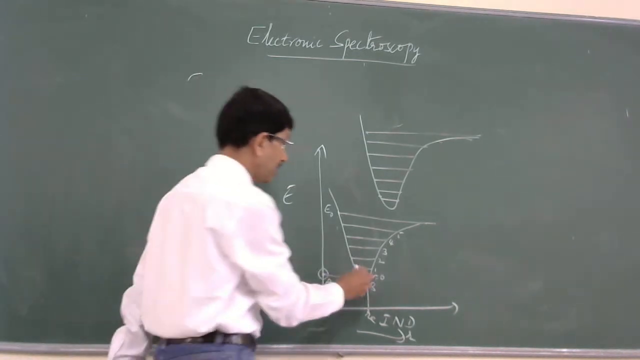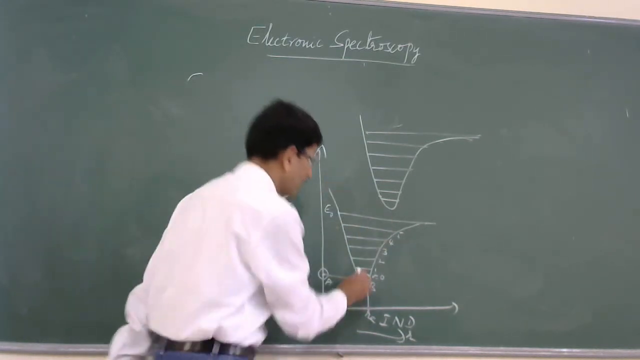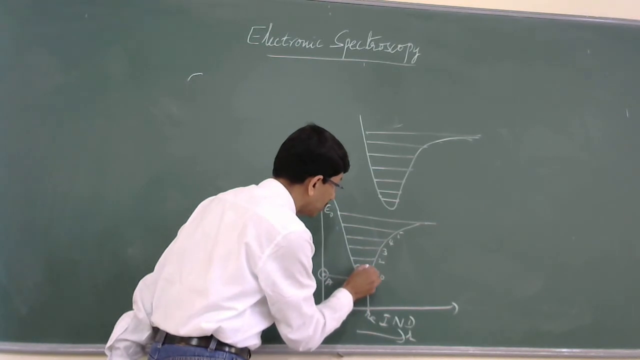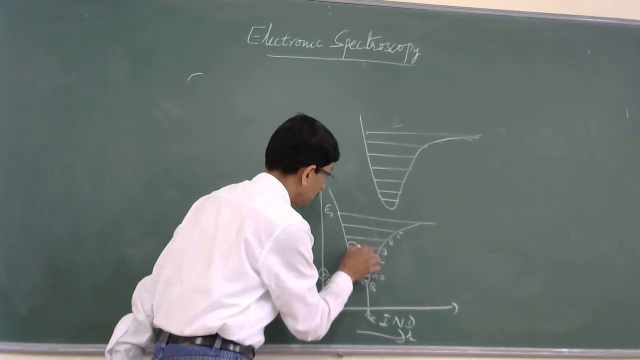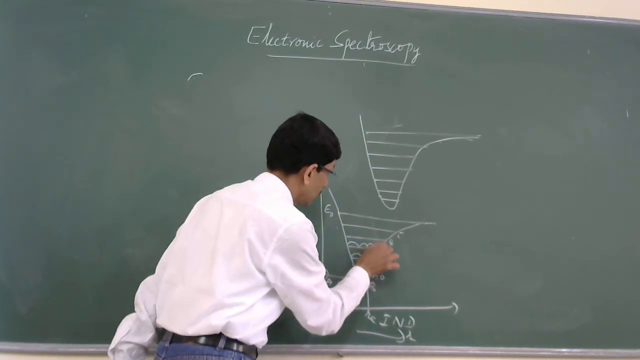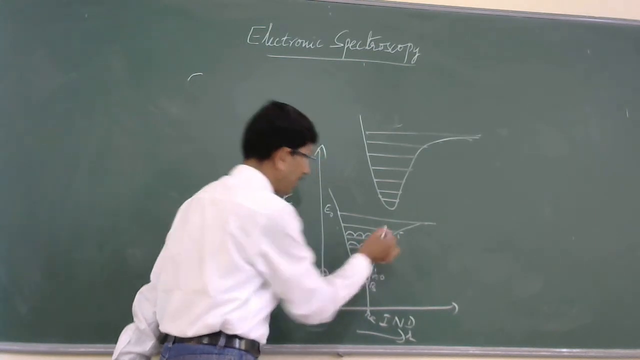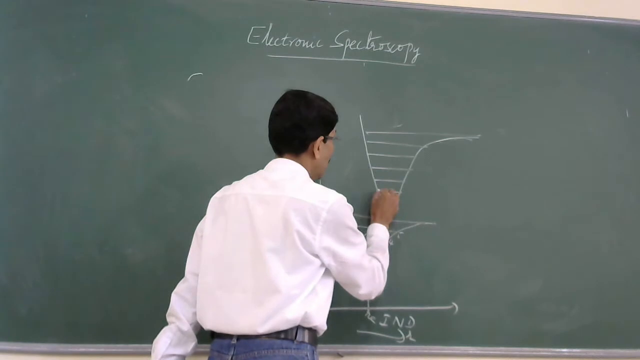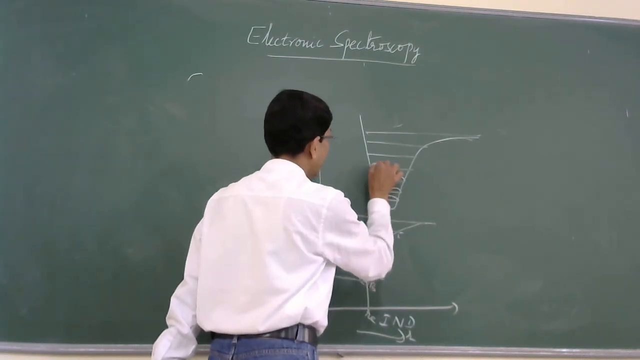So when the molecule is vibrating constantly, the probability of finding molecules can be shown like this. This is the probability of finding the atoms during the vibration. Similarly, that type of probability is shown in the excited state.